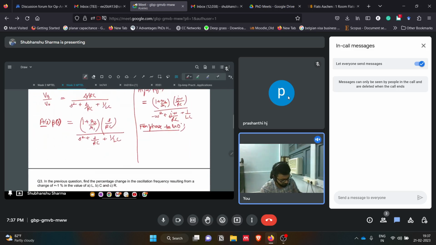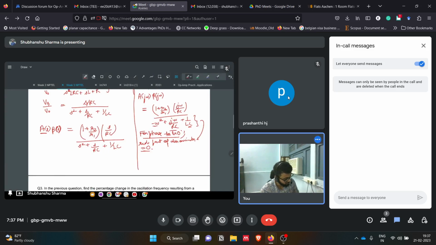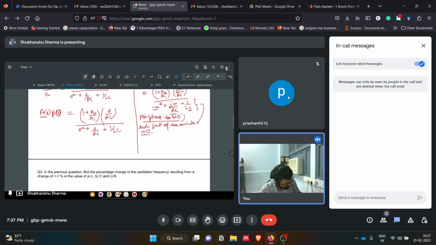We will achieve this by the real part of the denominator. If we can make the real part of this denominator equal to 0, then what will happen? Then minus omega square plus 1 by LC will be 0, and the j and j will get cancelled out. So omega square plus 1 by LC equals 0, minus 1 by LC equals 0. That implies omega equals 1 by root LC.